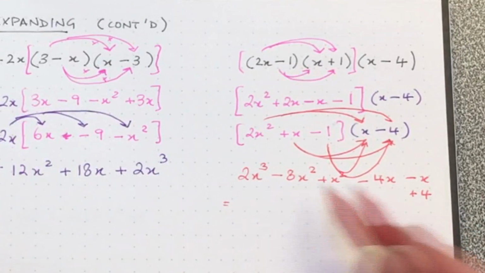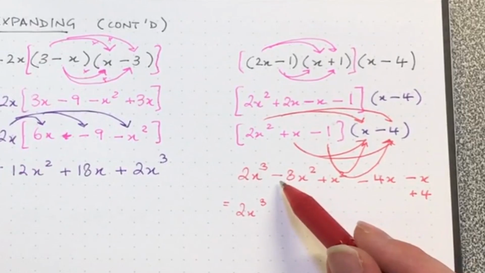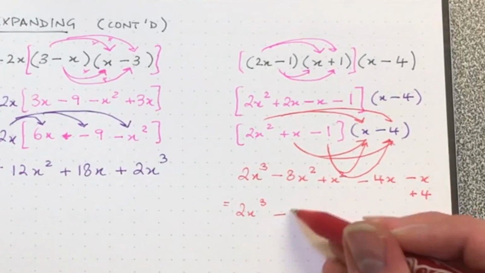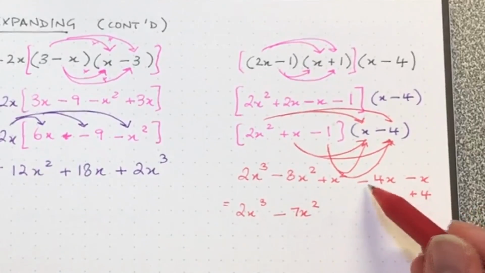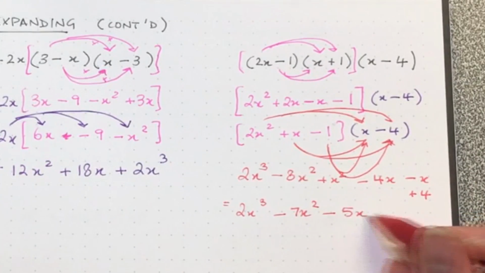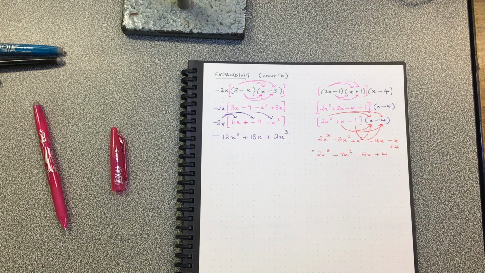Is there any other cubes in here? No, so that can stay at the front. Negative 8x squared plus x squared, what would that be? Negative 4x minus x, plus 4. There we go. So that should be everything you need to worry about for 7.2.